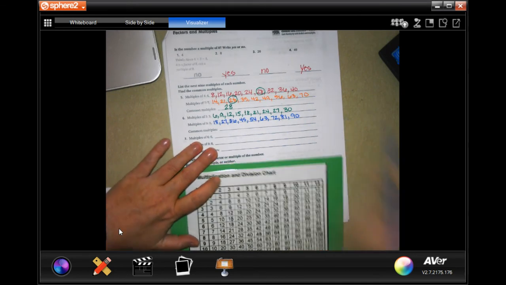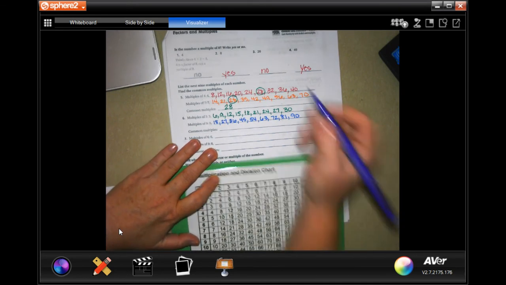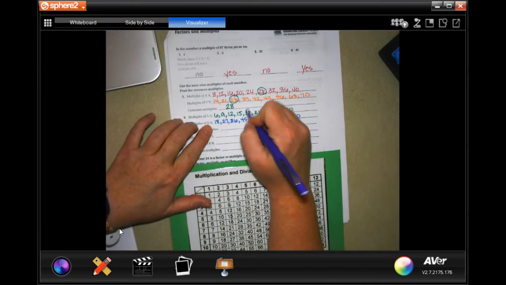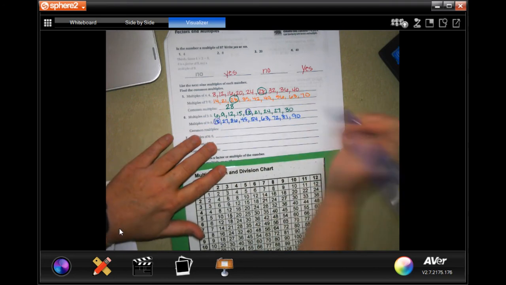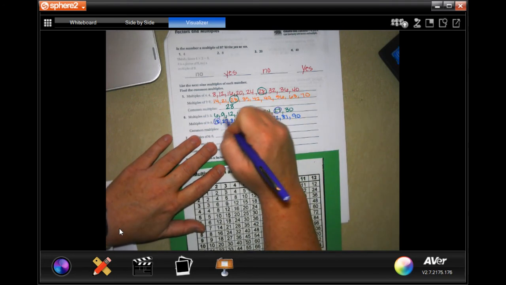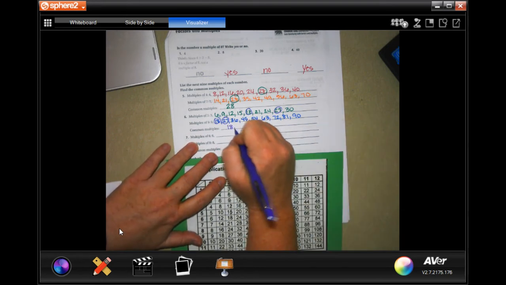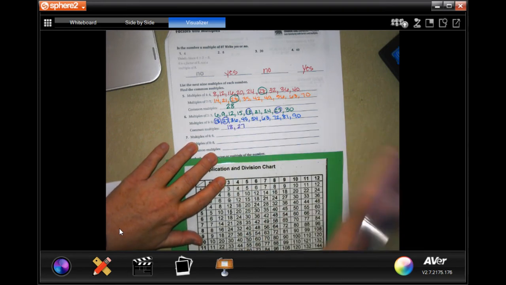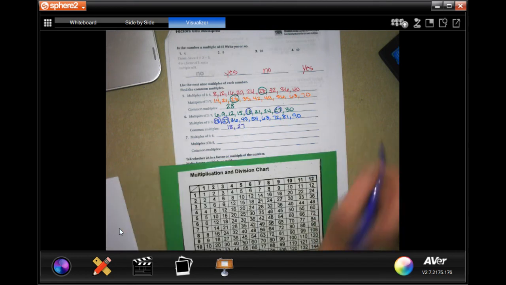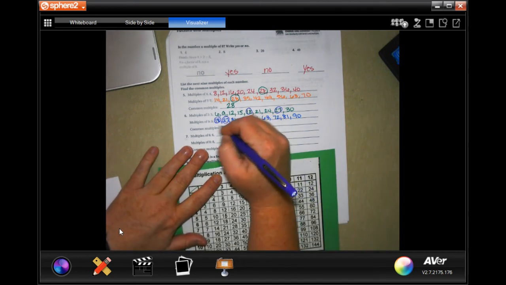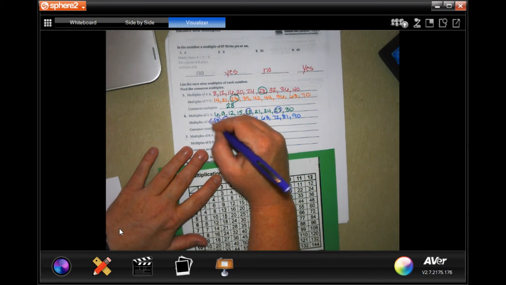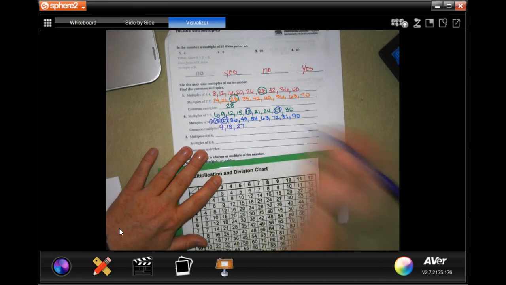I'm going to list the ones that they have in common. Okay. Well, they have 18 in common. They have 27 in common. And that's it. So 18, 27. Okay. Oh, sorry. They also have 9. We started with 9 on this one. So, sorry, they also have 9.